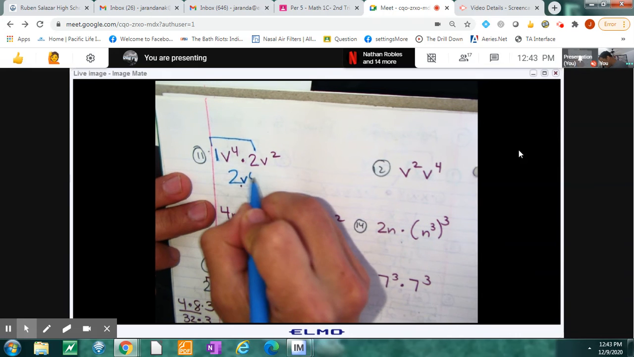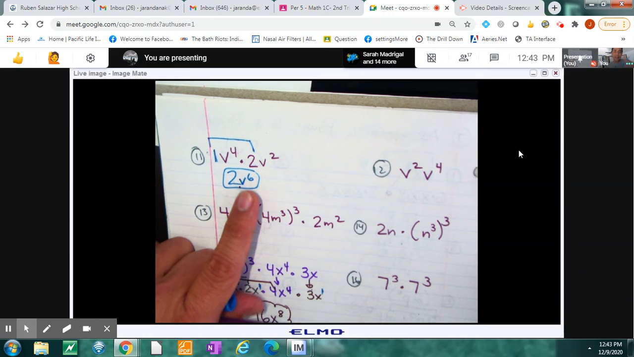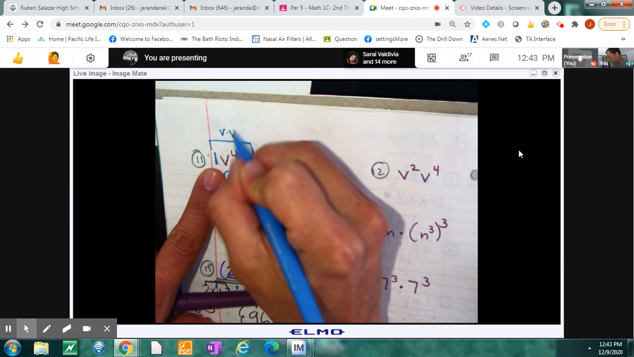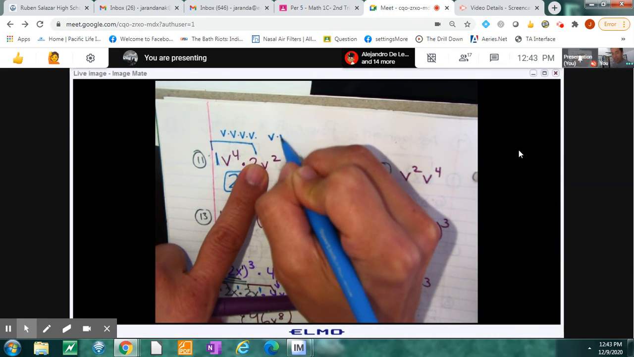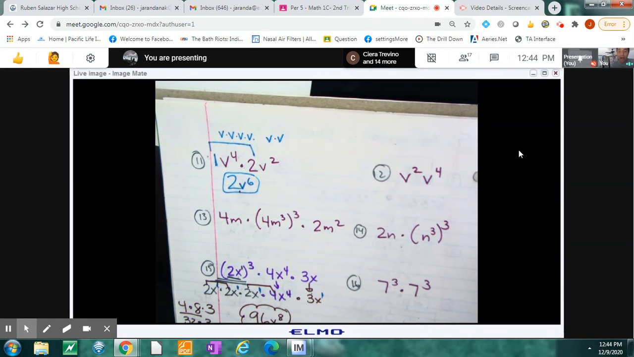Very good. Nice. Yeah. Because a lot of kids will say, oh, 4 times. No, that's the exponent. You don't do that. Because if you break it up, look, v times v times v times v, that's 4. And then v times v, you don't have 8. So basically, you're just adding them, right? So good job, Enrique Soto.